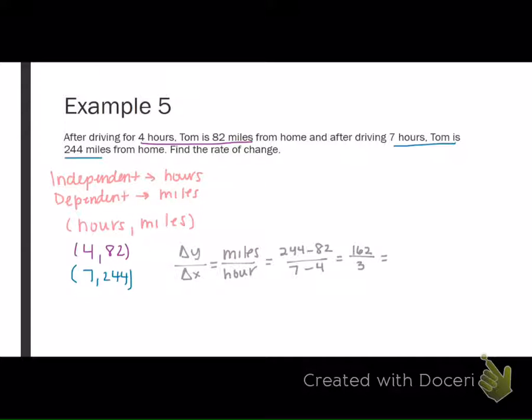So you divide 162 divided by 3. And you get 54. But what are the units? Miles per hour. So this is 54 miles per hour. Even if it's like meters per second, if you did M/S, that's completely fine, as long as you're using the right abbreviation.